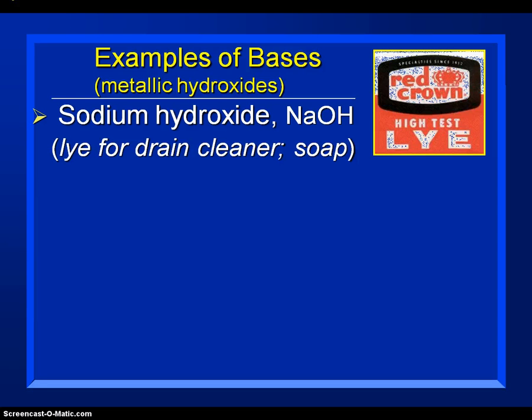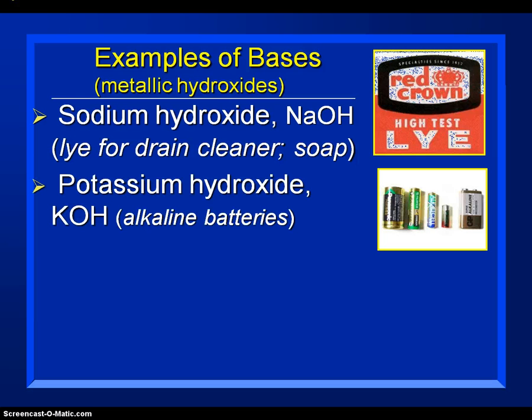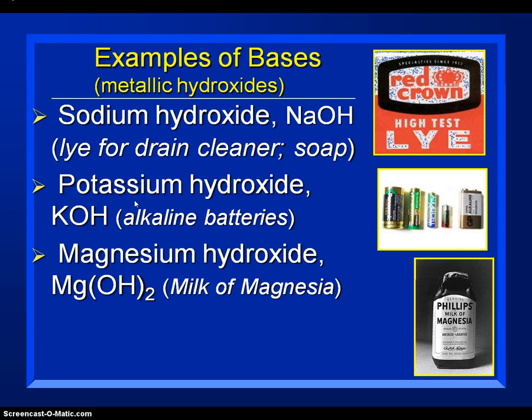So some common bases are sodium hydroxide. Sodium hydroxide is used for drain cleaner and making soap. Potassium hydroxide is the base that is used in alkaline batteries. So typically when we think of batteries, we think of battery acid. Well, battery acid is that sulfuric acid, but we also have the alkaline batteries, which contain potassium hydroxide.